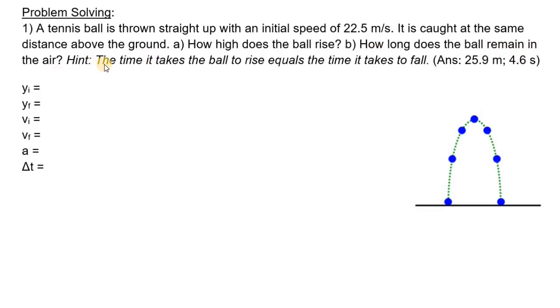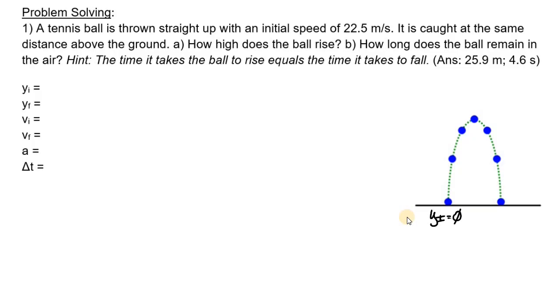And just a little hint, the time it takes the ball to rise is equal to the time it takes to fall. Okay, and we already know that, so I guess I could just remove that hint. So what is the given information that we have here? First of all, let's think about what's happening. A tennis ball is being thrown straight up in the air with this amount of speed, and it's caught at the same distance.